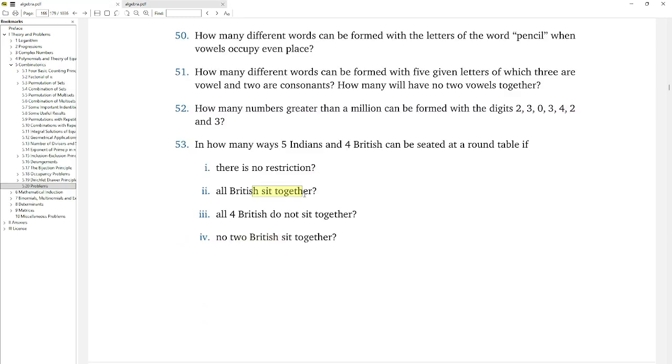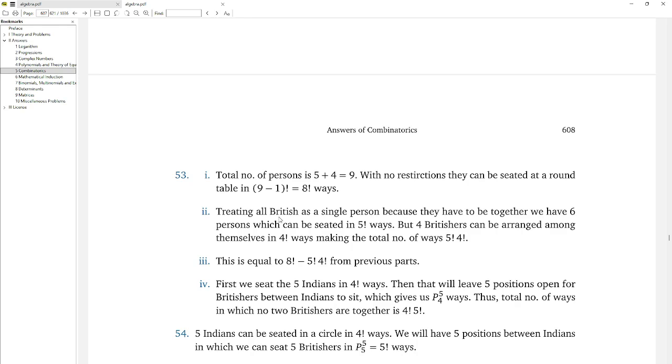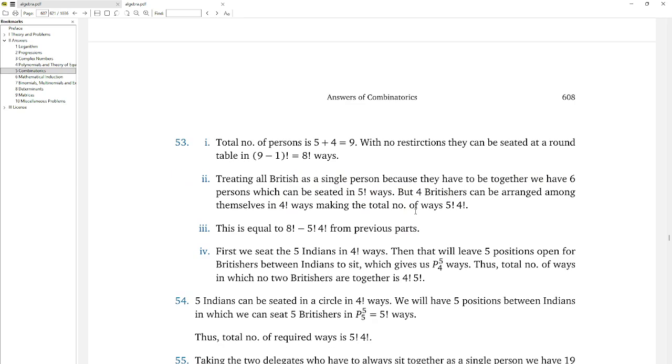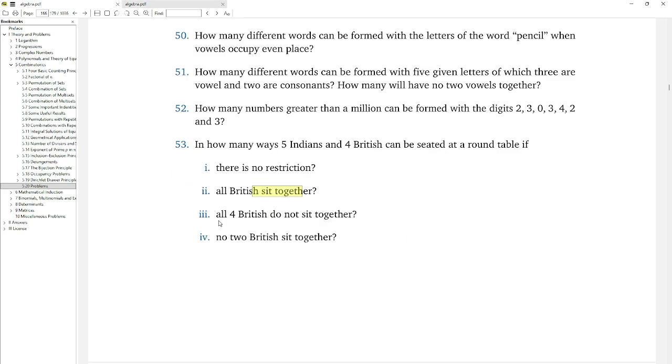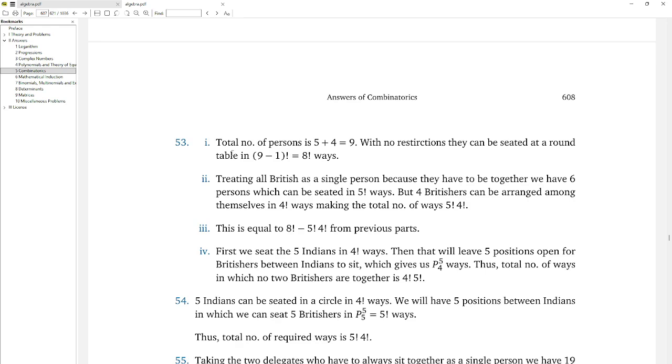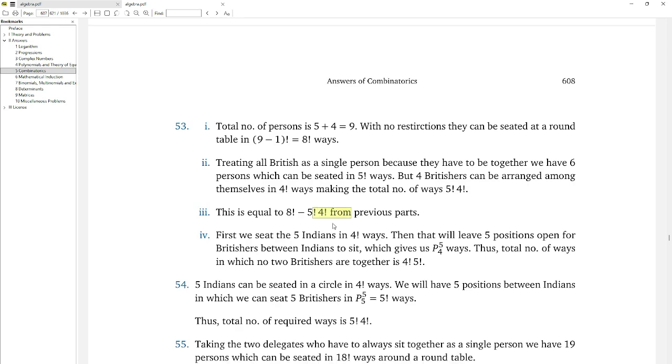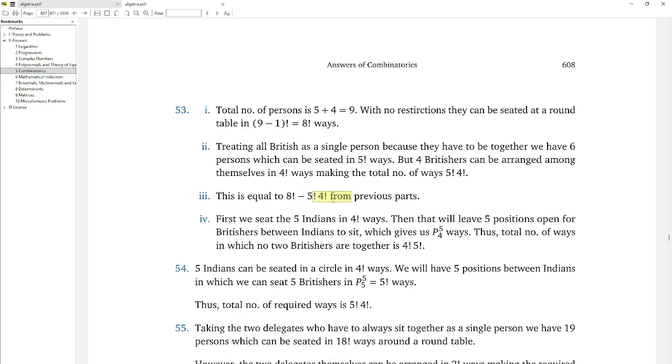Now the second part says when all British sit together. So we take all British as a single person, so we have 6 persons which can be seated in 5 factorial ways. But 4 British can be arranged among themselves in 4 factorial ways, making total number of ways as 5 factorial into 4 factorial. All 4 British do not sit together. So we subtract first 2 results and we get the answer 8 factorial minus 5 factorial into 4 factorial.